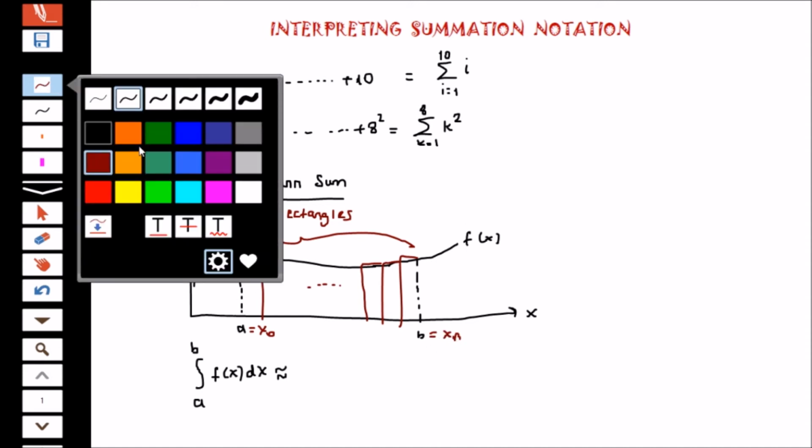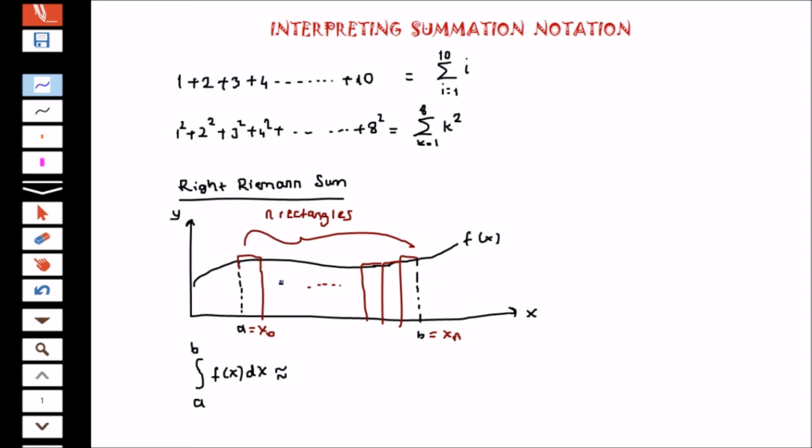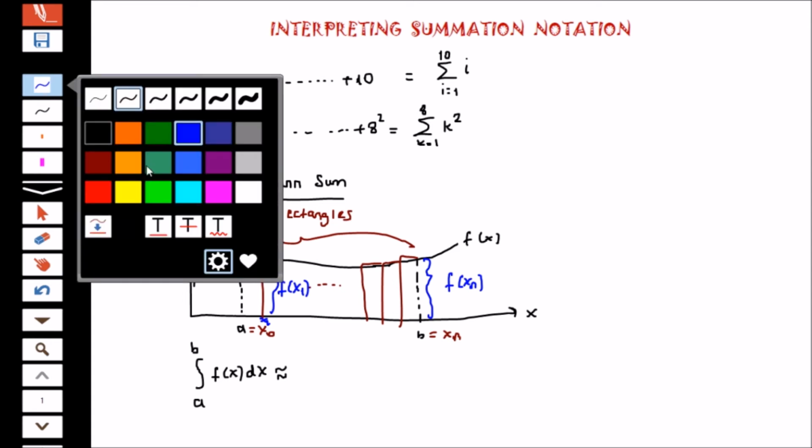And to write the area of rectangles, I need the base of the rectangle and the height of the rectangle. The first height of the rectangle will be, this is x1, so f of x1. And the last height will be f of xn, because the right Riemann sum depends on right x values. The first x value will be x1. So we have to calculate the base now.